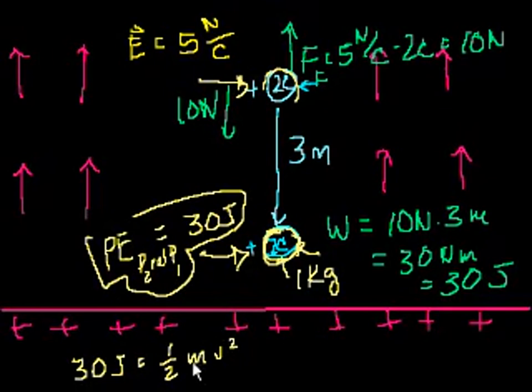We know the mass, I said, is 1. So we get 60 is equal to v squared. So the velocity is the square root of 60. So it's 7 point something meters per second. So if I just pull that charge down, it has a mass of 1 kilogram, and I let go, it's just going to accelerate and be going pretty fast once it gets to this point.